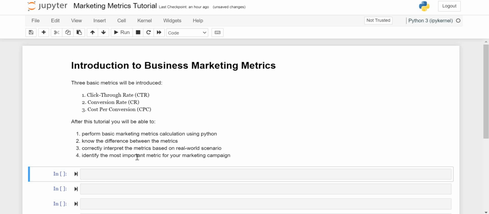The motive, the purpose of a marketing campaign, sometimes it varies. So knowing the right metric to focus on is very, very important. And you as a data analyst or a business analyst, that is when your work actually comes into play.